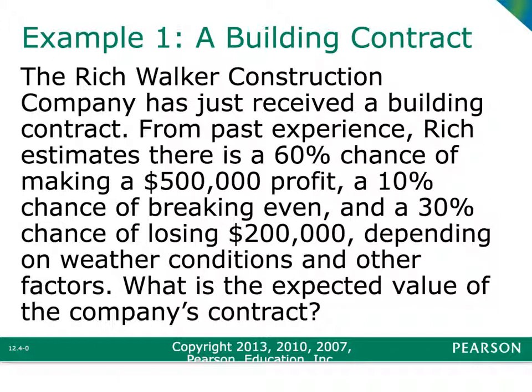Let's look at an example. The Rich Walker Construction Company has just received a building contract. From past experience, Rich estimates there's a 60% chance of making a $500,000 profit. There is a 10% chance of breaking even and a 30% chance of losing $200,000, depending on weather conditions and other factors. What is the expected value of the company's contract? Okay, so if that's the case, you have three situations that you need to consider. You need to consider him making a profit, him breaking even, which if someone breaks even, that means it's not a profit or a loss, and a loss.